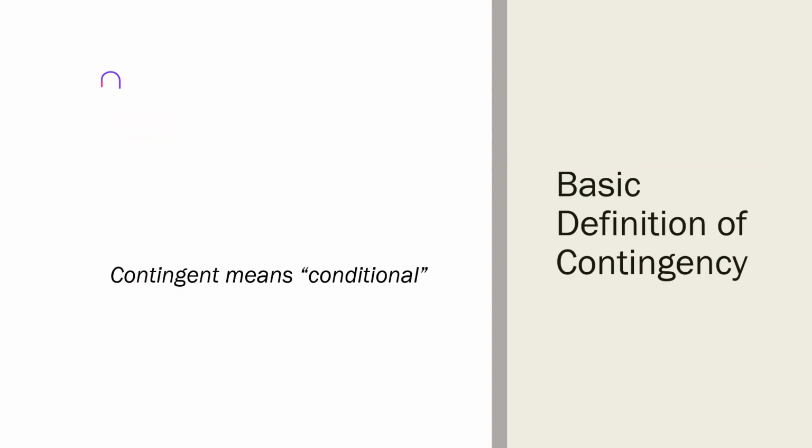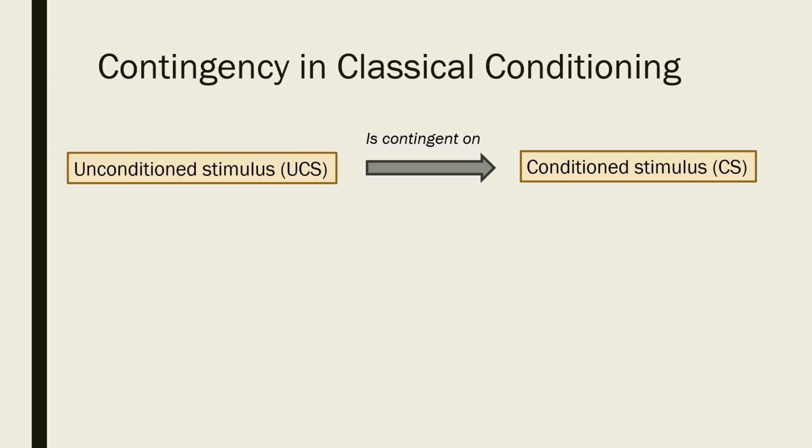When used in a learning context, the term contingency means conditional. One event occurring, whether it is a stimulus or a consequence, is contingent or conditional upon another event occurring first. In classical conditioning, contingency is established between the unconditioned and conditioned stimuli, and this is established by repeatedly presenting the two stimuli together close in time.